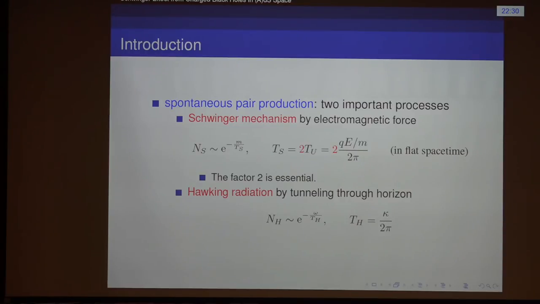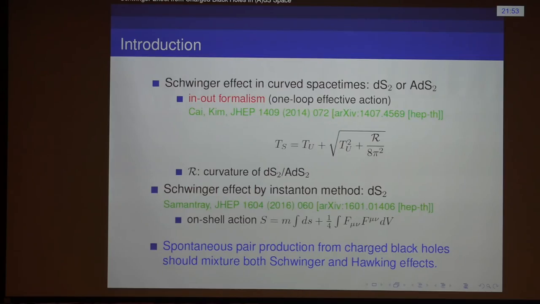If we consider flat space, the production rate has a thermal form. It is proportional to the mass of the particle and the so-called Schwinger temperature. The Schwinger temperature here is about 2 times the Unruh temperature, because the electromagnetic force will accelerate the charged particle, so the temperature is just the acceleration divided by 2 pi, just like the Unruh effect. But there's the factor of two, and on the next page we will see where the factor two comes from.